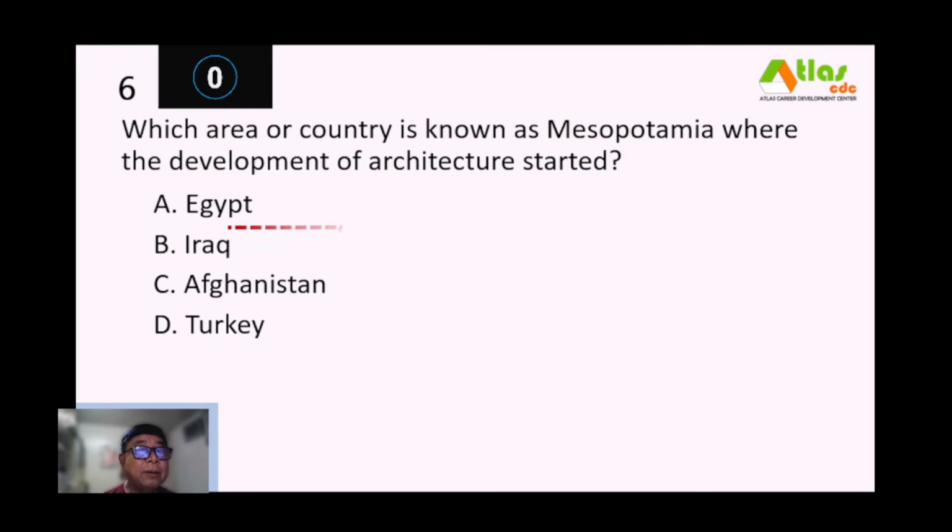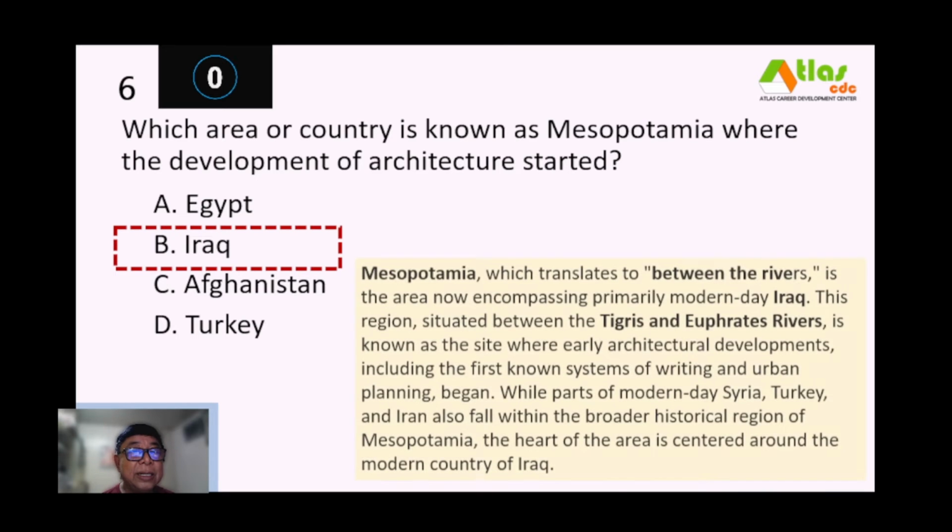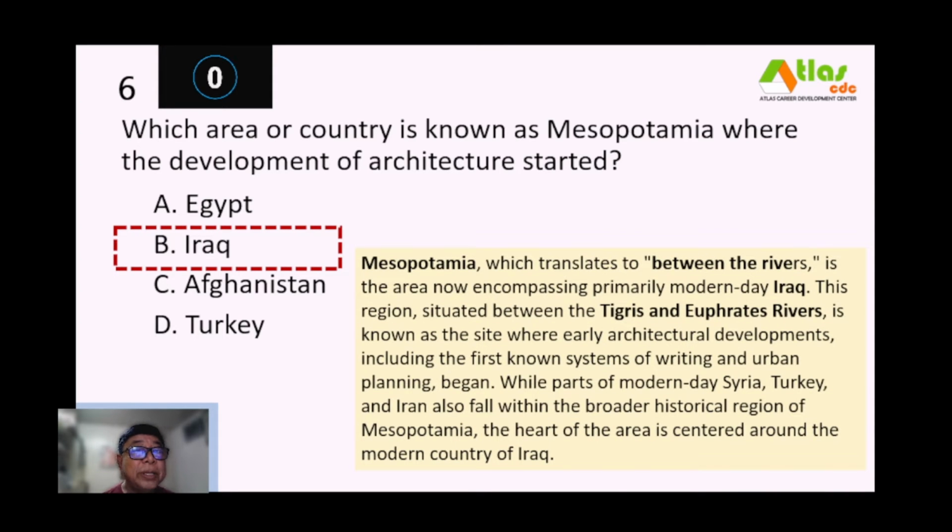And our correct answer is letter B, Iraq. So Mesopotamia, which translates to between the rivers, is the area now encompassing primarily modern-day Iraq. This region, situated between the Tigris and Euphrates rivers, is known as the site where early architectural developments, including the first known systems of writing and urban planning, began. While parts of modern-day Syria, Turkey, and Iran also fall within the broader historical region of Mesopotamia, the heart of the area is centered around the modern country of Iraq.